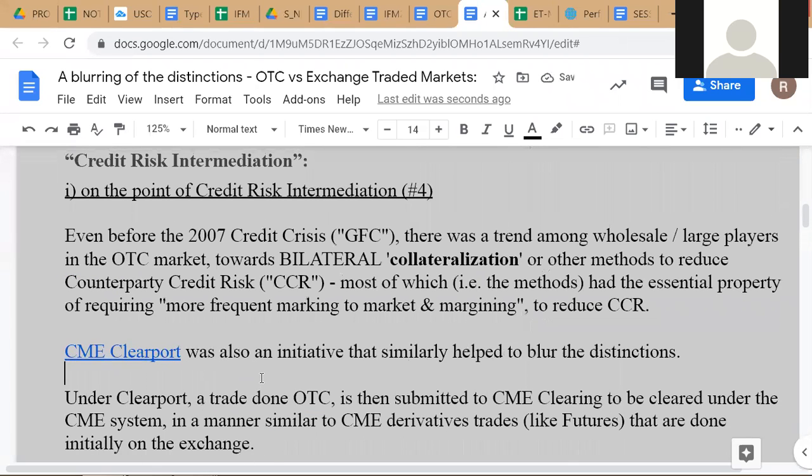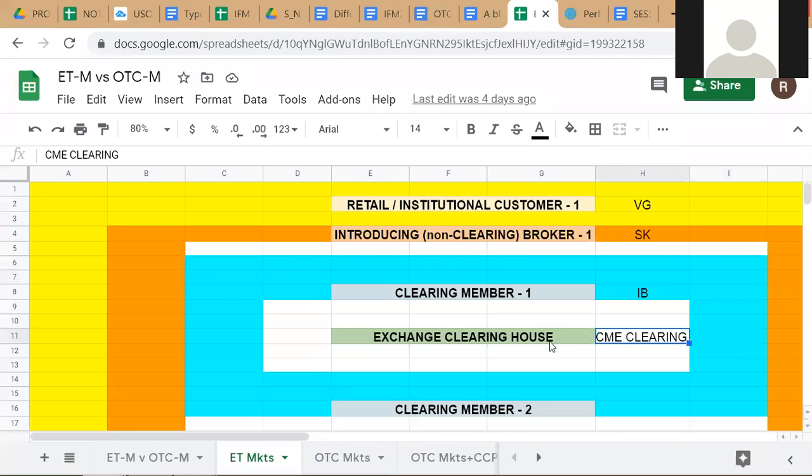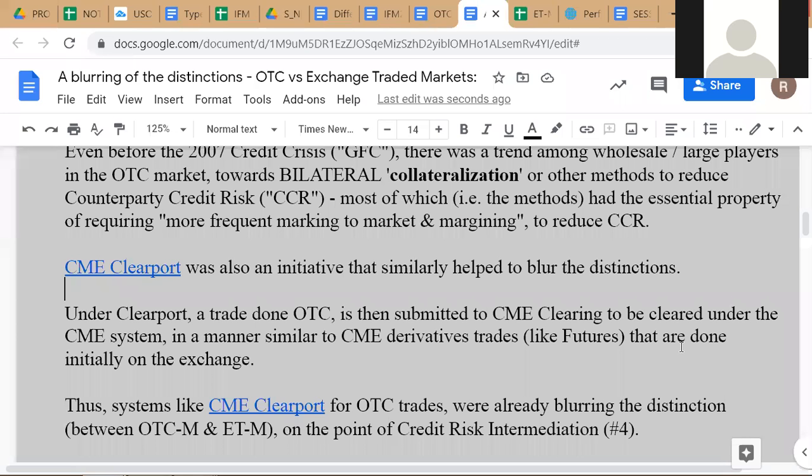Essentially you can do bilateral collateralization directly between yourselves, but CME Clearport was also an initiative that you can read more about in the links. But essentially, this is where the CME clearinghouse was trying to reach out to OTC market participants and saying, okay, why don't you do your OTC transactions and then pass the settlement of the transactions to us through the Clearport facility, and then we will collect margins from each party on a regular basis, and therefore your credit risk on that transaction would be reduced.